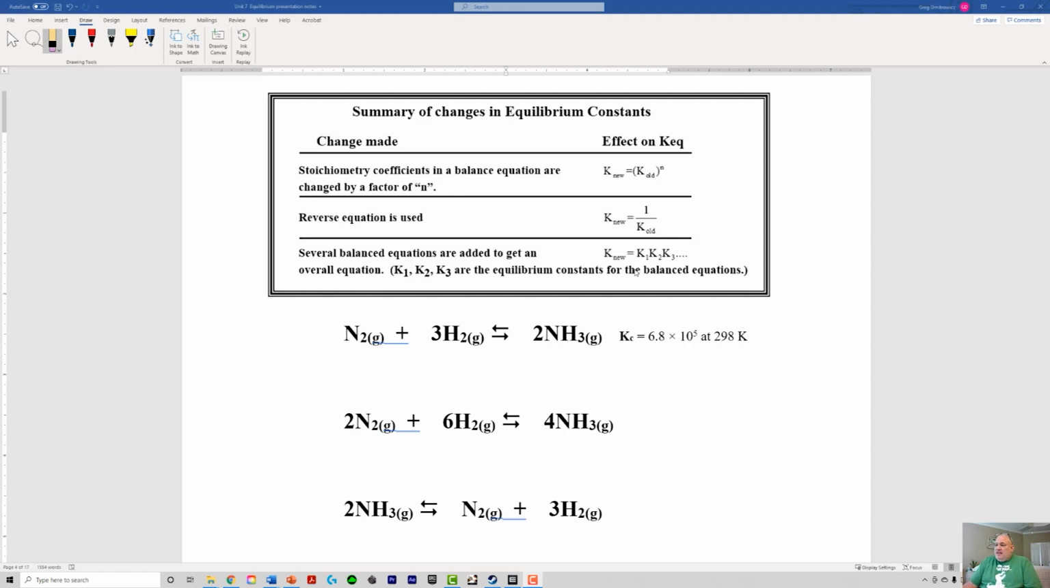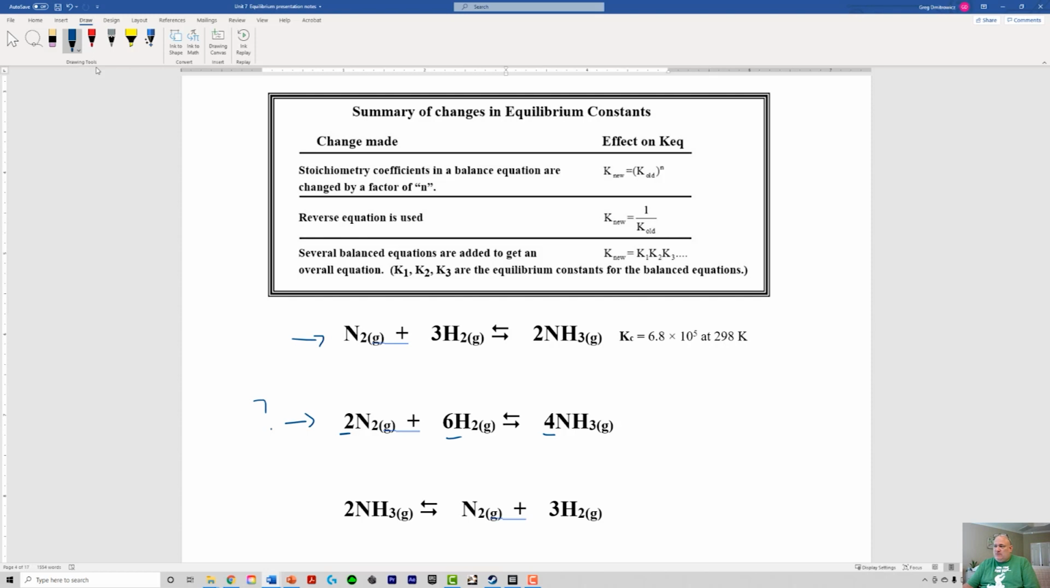Now, if we ever decide that we want to multiply the entire equation by a coefficient, what we have to do is raise the K expression to that power. For example, if you compare this to this, and we asked you, hey, what is the new K for this expression? This expression right here is exactly double the expression up here.